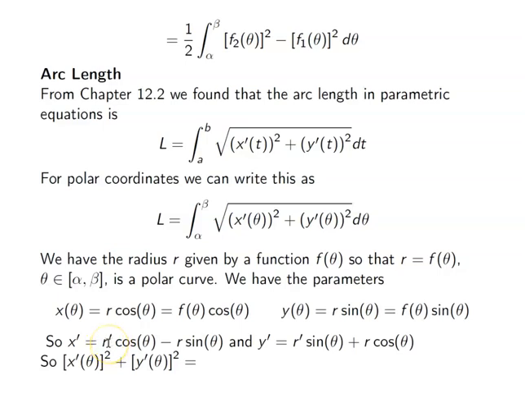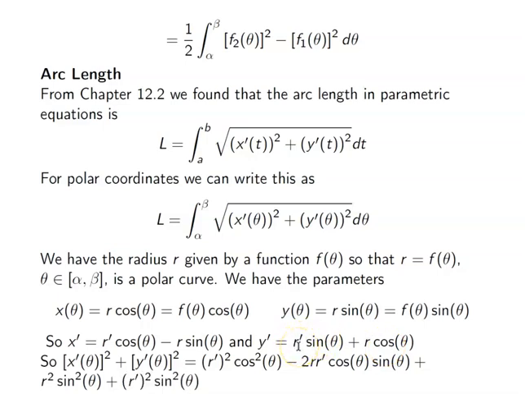So I'm going to get r prime squared cosine squared theta. Remember, when I square a binomial, I multiply these things together and multiply times 2. So I'm going to have 2r prime cosine sine. And then I square the last term, so that'll be plus r squared sine squared. And then I add to that the same thing here.